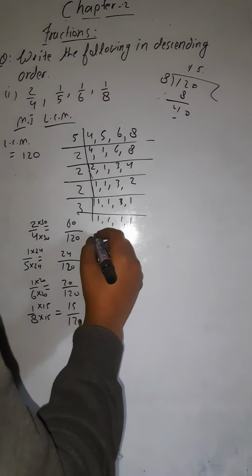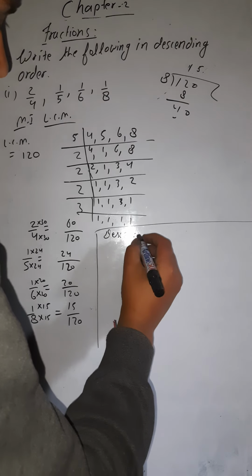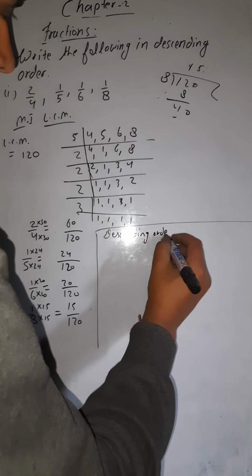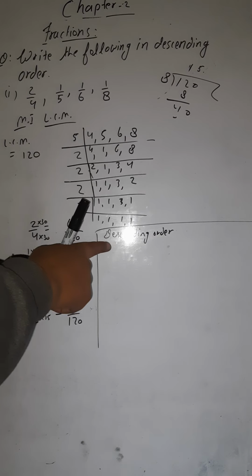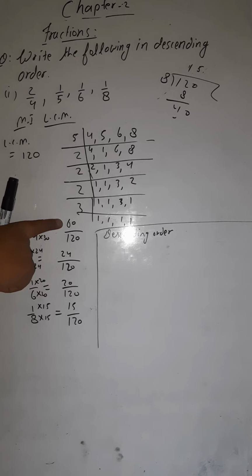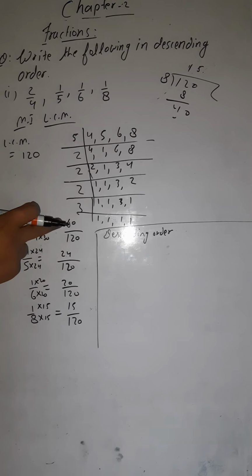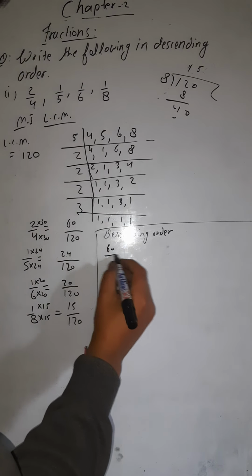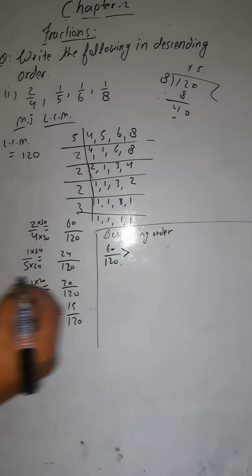So here I am writing in descending order. Okay. So which one will you write first? Because descending means bigger to smaller one. So the biggest one is which one? 60 by 120.